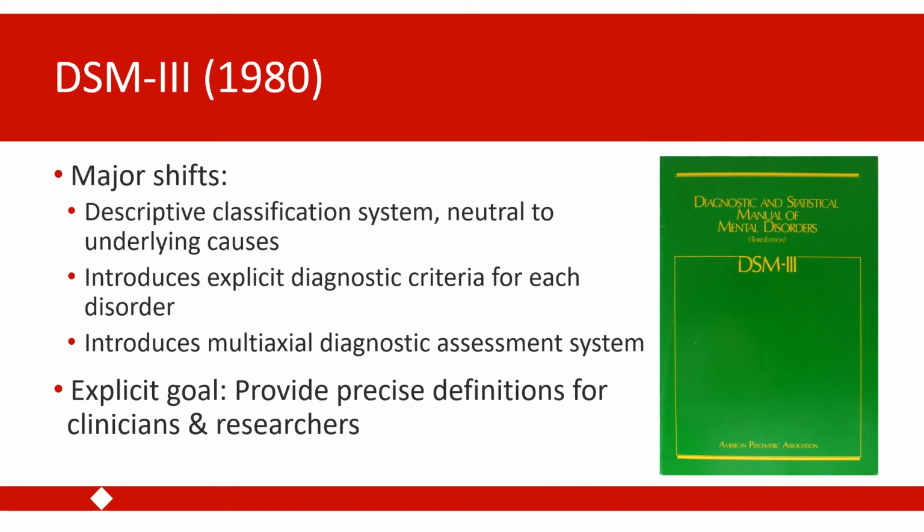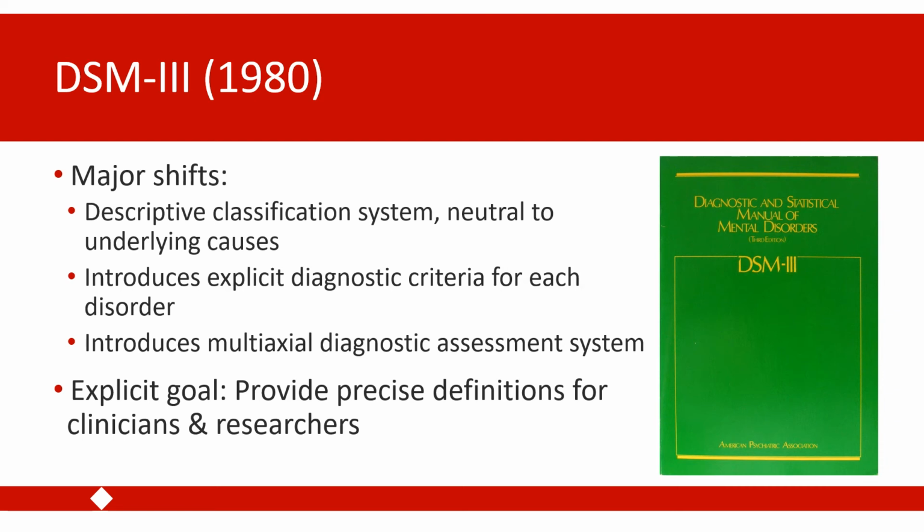And an interesting thing about the DSM-III is that this is the point where the American Psychiatric Association explicitly identified the goal of the DSM as providing precise definitions for clinicians and researchers. So facilitating both clinical practice and also research by providing shared definitions of psychiatric disorders that could make diagnosis more reliable and consistent across time, across location, across individuals that would facilitate clinical work and also facilitate research.